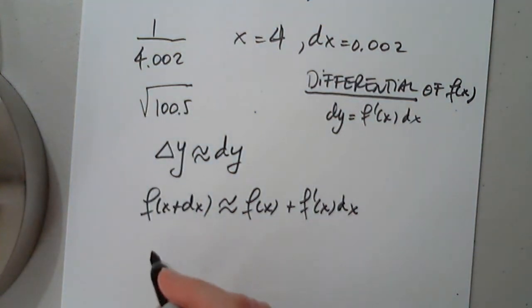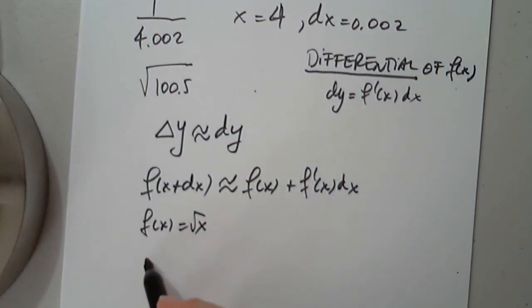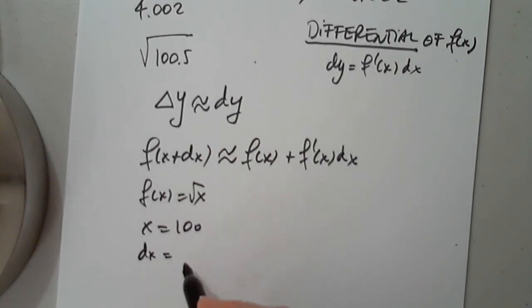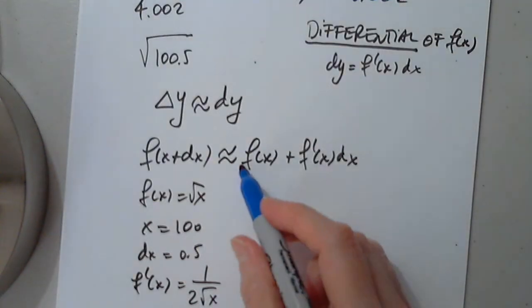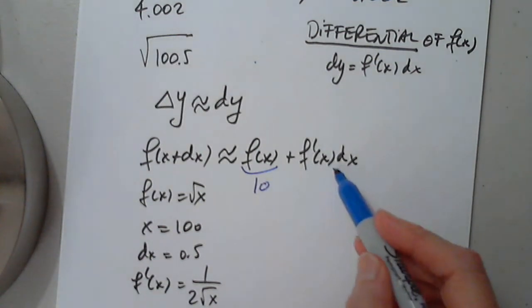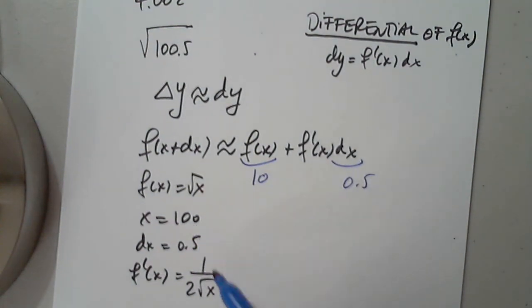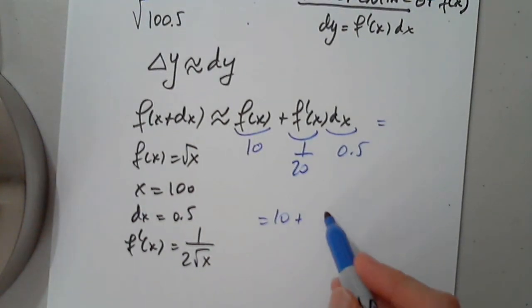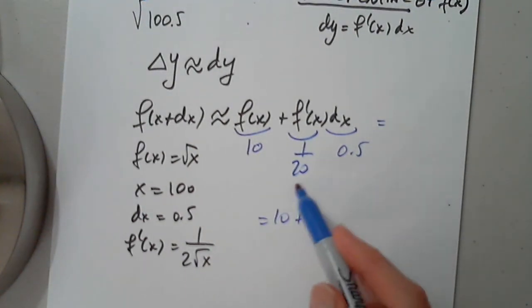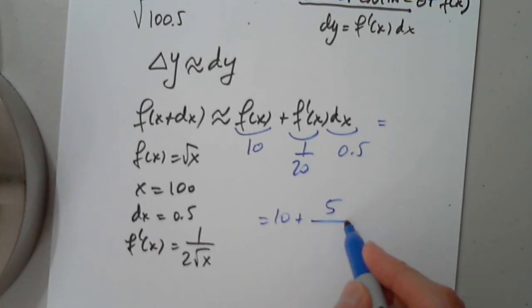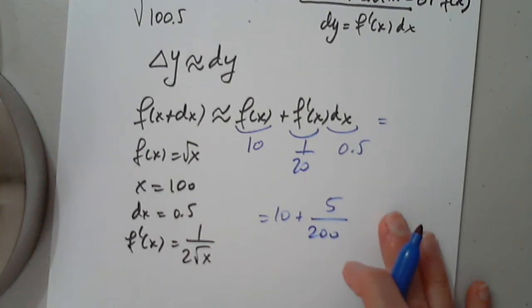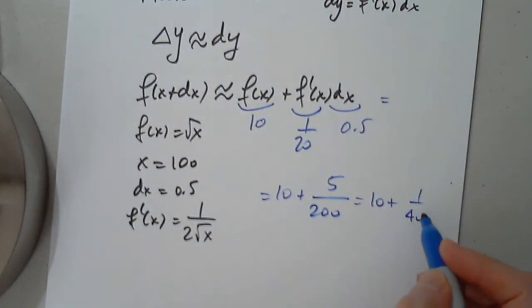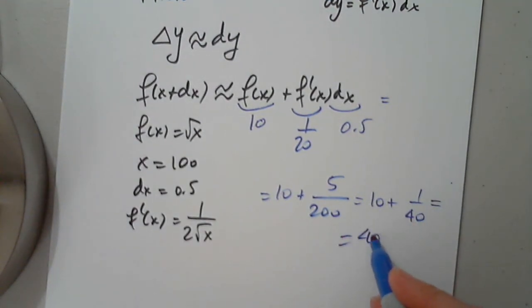In this situation, f of x is the square root of x, x is 100, and the minor error is 0.5. The f prime of x is 1 over 2 square root of x, which means that this piece is the square root of x, which is 10, and this piece is 0.5. When you plug in 100, it is 1 over 20. So we have 10 plus 0.5 over 20. I have to multiply top and bottom, no decimal numbers in a fraction. So it's 5 divided by 200, or 1 divided by 40. So 10 plus 1 over 40, which is 401 over 40.